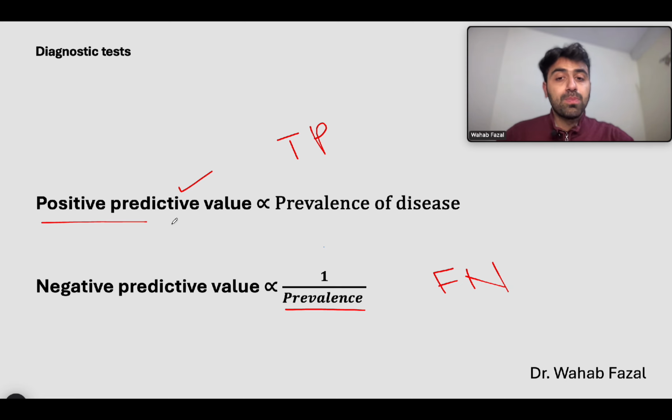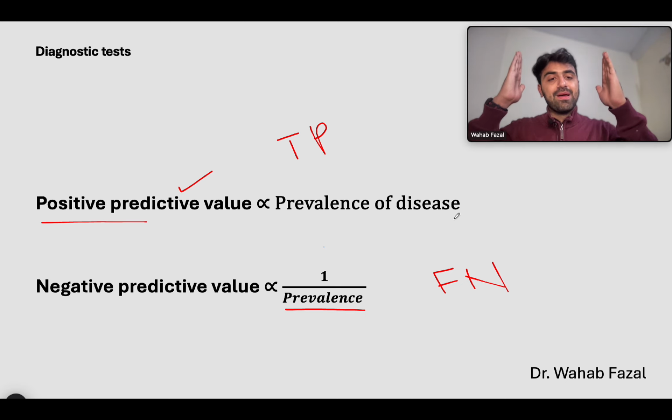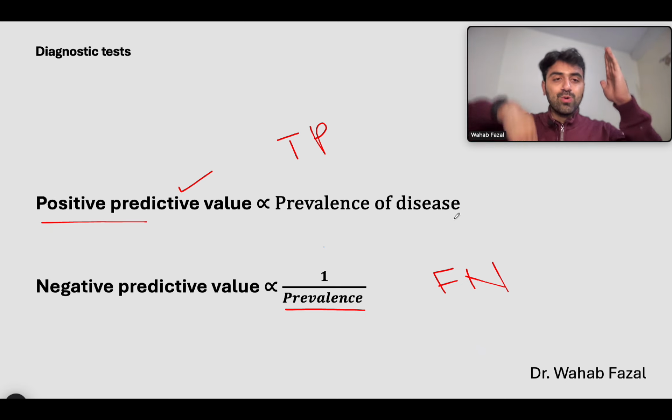So remember, the positive predictive value of the test directly varies with the prevalence of the disease. As the prevalence of the disease increases, as the number of diseased people increases, the positive predictive value of our test increases, but the negative predictive value goes down.